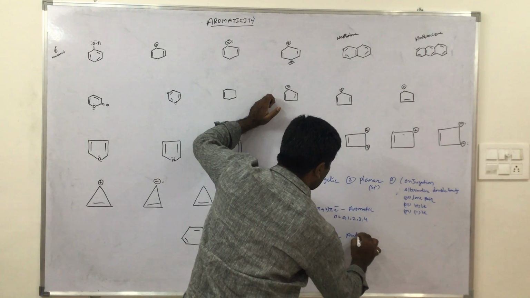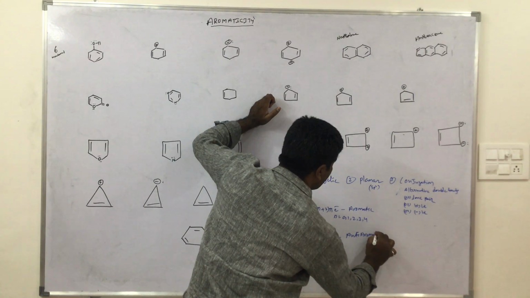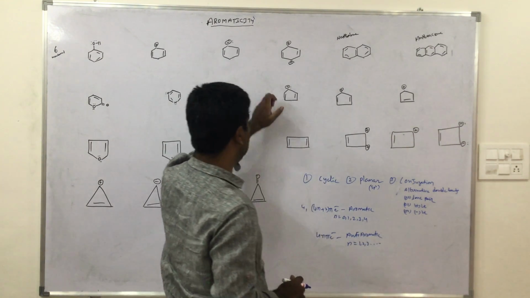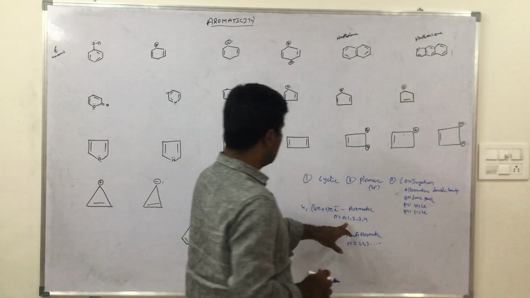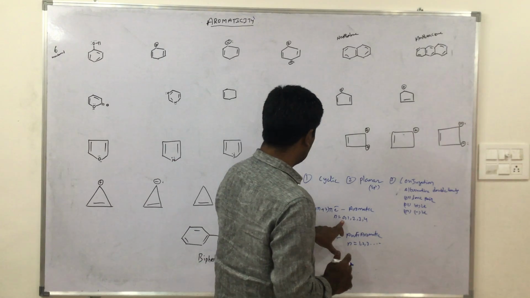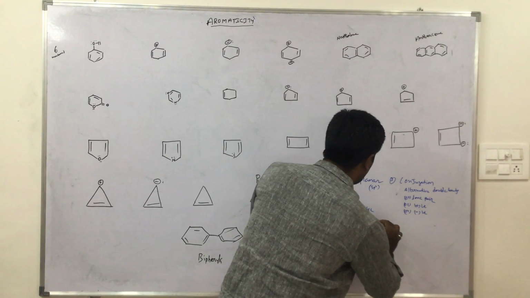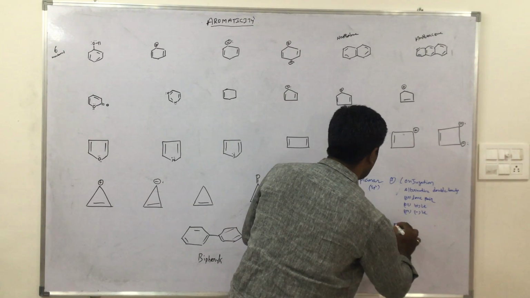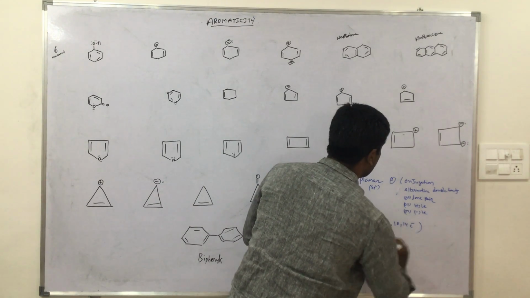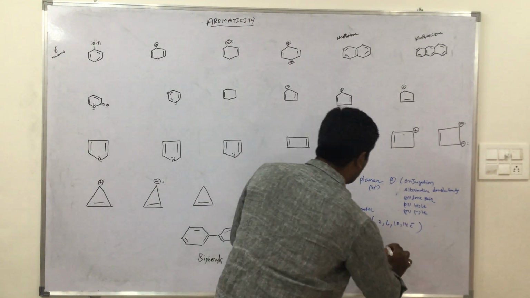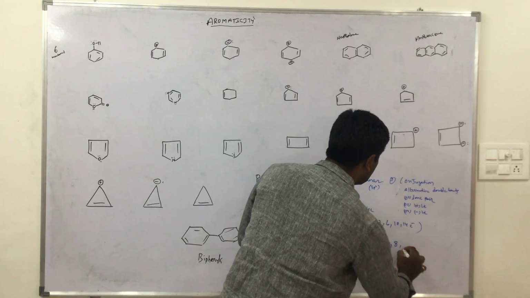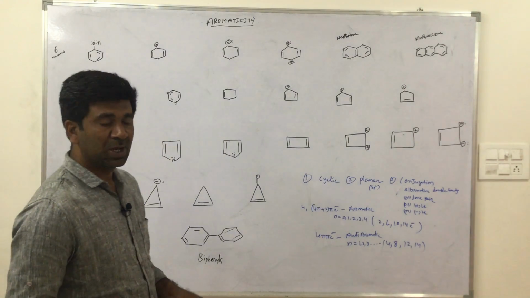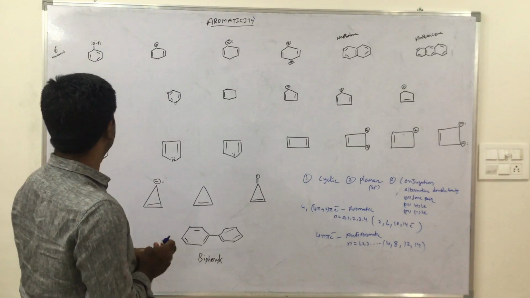This is anti-aromatic. Here n is equal to 1, 2, 3 and so on, not including 0. Here n is replaced by 0: 4 into 0 is 0, plus 2 gives 2, and 4 into 1 is 4, plus 2 gives 6, then 10, 14 electrons likewise. For anti-aromatic, 4 into 1 is 4, 4 into 2 is 8, 12, 16, like this. Okay, clear? Now we discuss more examples.